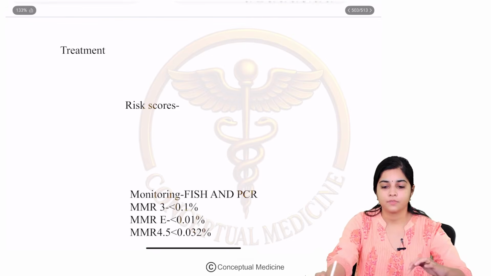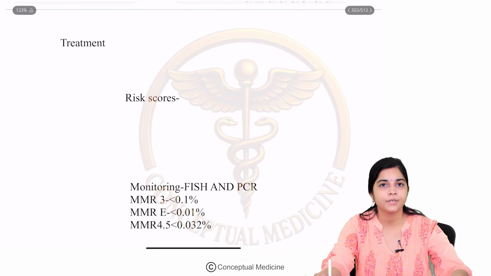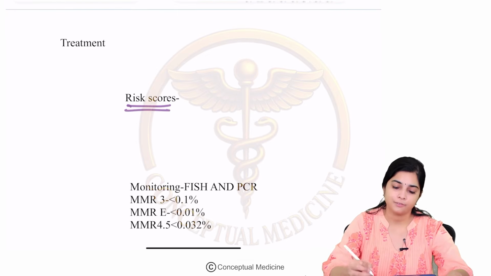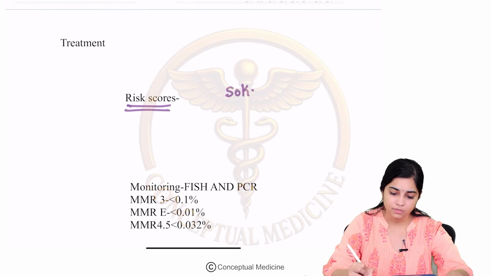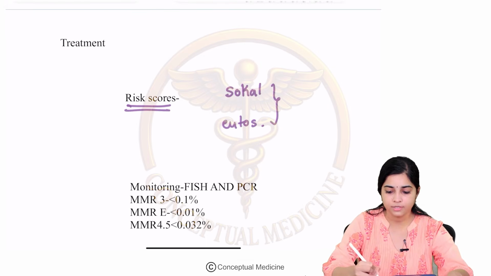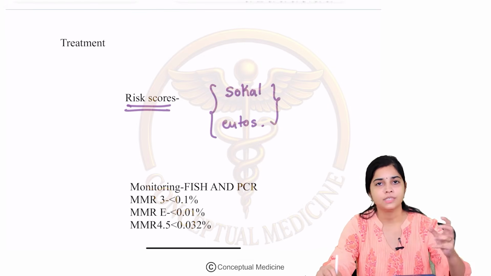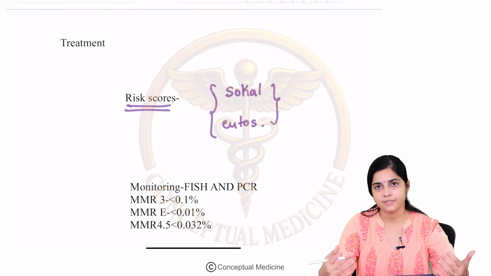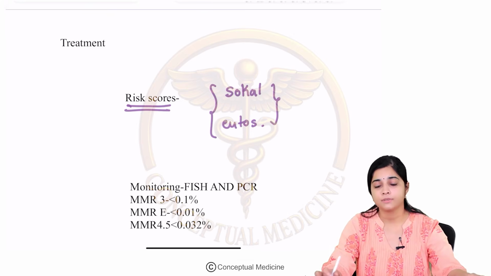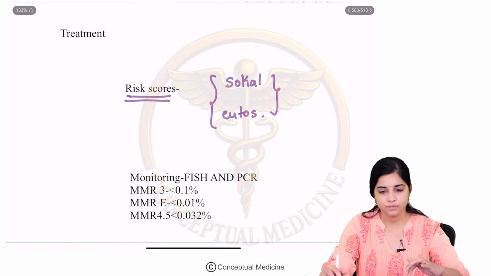Fine, so let us move on to the treatment of chronic myeloid leukemia. There are two named scores which you have to remember, that is the SOKAL scoring system and the EUTOS scoring system, which are risk scoring systems used in CML. These are available as online calculators. You just have to enter a few values and you will get these scores. So remember the named scores, SOKAL scoring system and EUTOS scoring system.